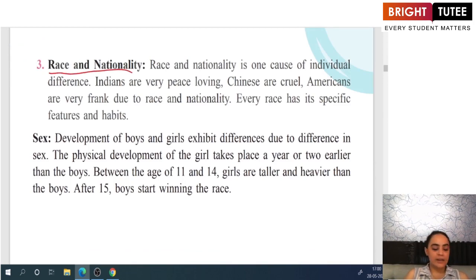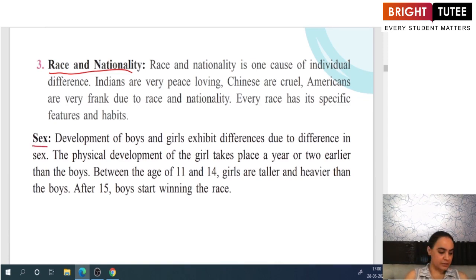Race and nationality: what race do you belong to, what nation, what country were you born in, also has an impact over your personality. Indians, Chinese, Americans, everybody will have some difference in their characters and personalities because of the culture that they are born with.